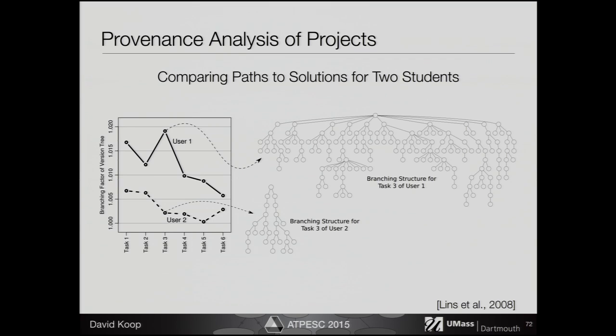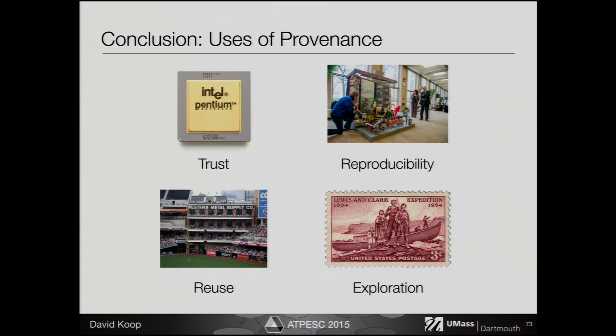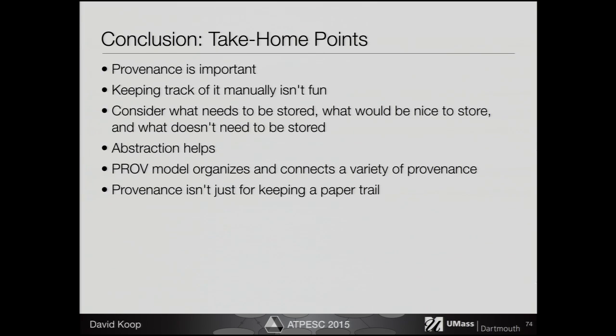Okay, so what I've tried to take you on in this tour of provenance is not only motivating it with the idea of trust, for ensuring the quality and reproducibility of results, but also trying to show why provenance can be important for reuse, for effective exploration. What I want you to get out of this talk is just a respect for provenance and an understanding of why it's important to keep track of what you've done in the past and why it can be useful.